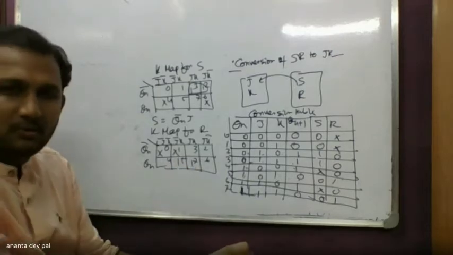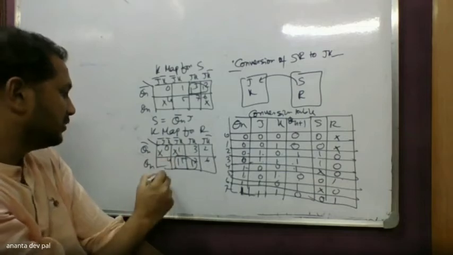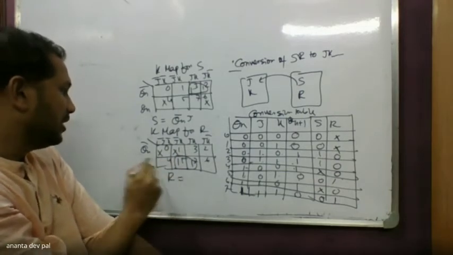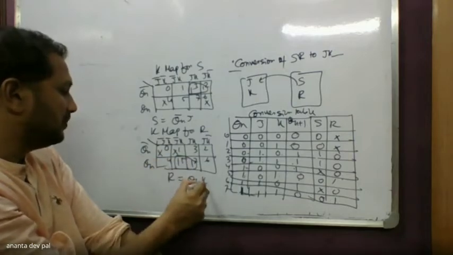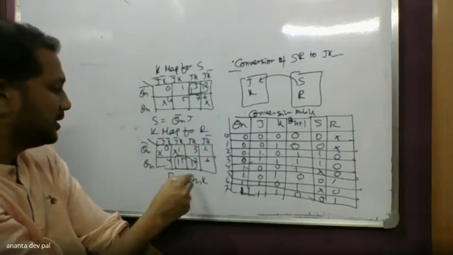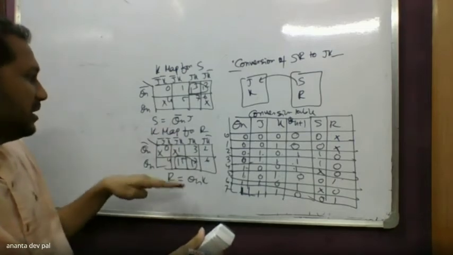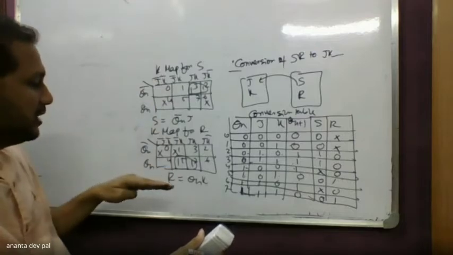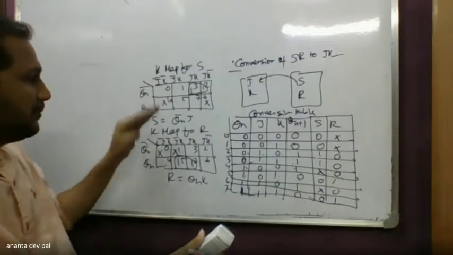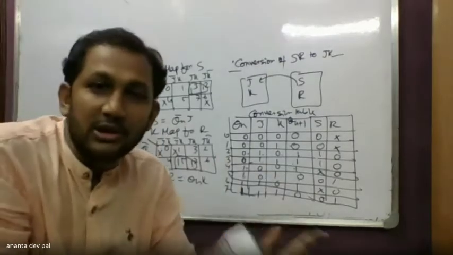We know we always group 1s and crosses. Here two 1s pair up and the rest do not group. So here we get R equal to Q, row wise Q, column wise K is common. So R equals Q K. So this is the simplification K map for S and for R, and these are the equations. Now we have to design the logic diagram.